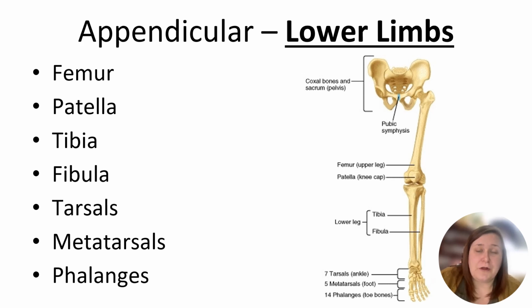When we are looking at our lower limbs, we're going to have the femur. That's going to be our thigh bone here. Our patella, which is the kneecap. We're going to have a tibia and a fibula, which are going to be these bones down here on the lower leg. We'll have our tarsals, our metatarsals, and our phalanges. So again, our phalanges are going to make up our toes. Our metatarsals are going to be right above that, and then our tarsals are going to be right here in this ankle region.